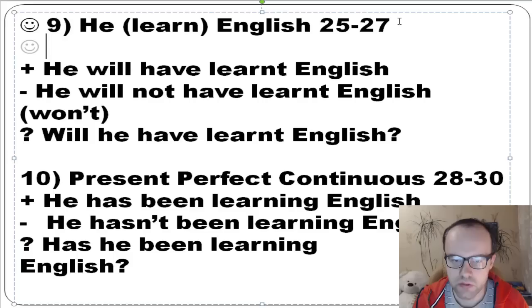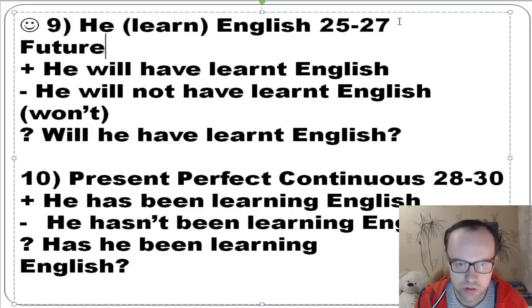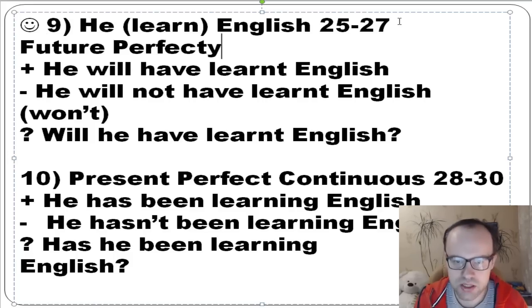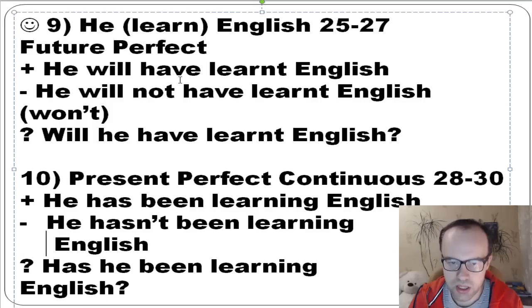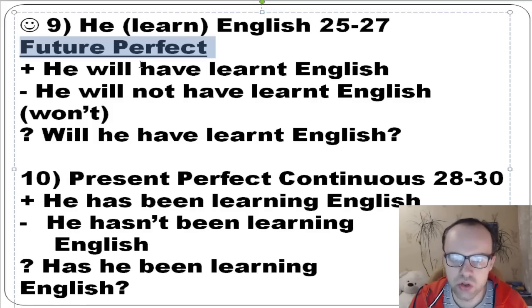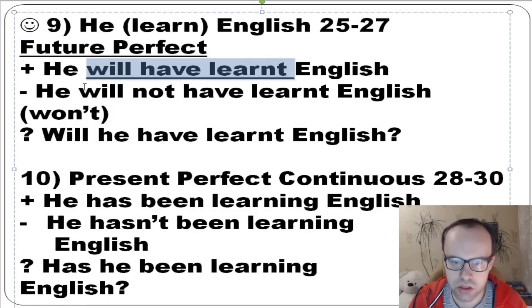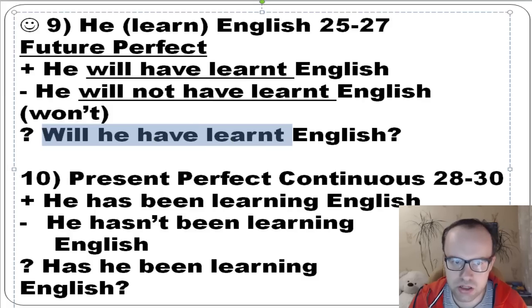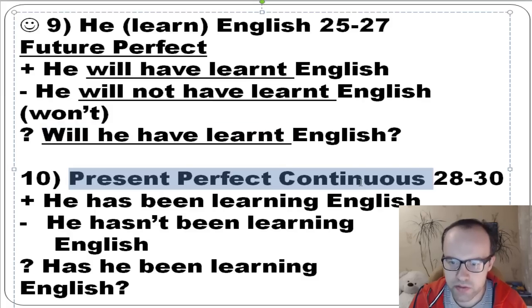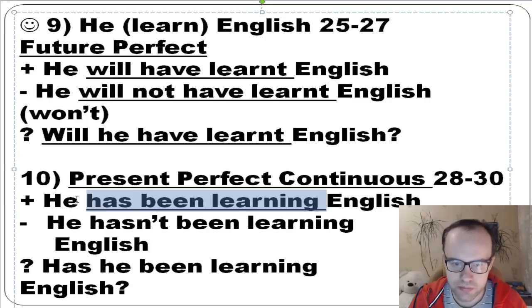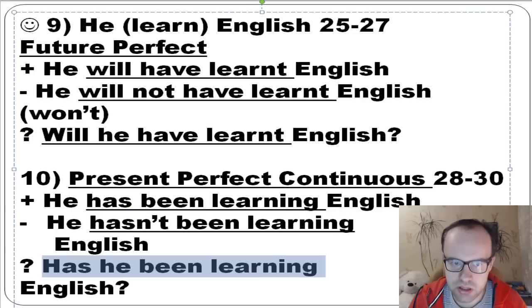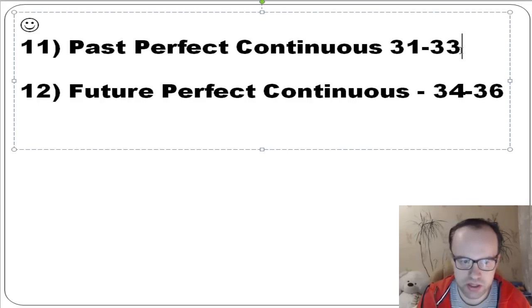It was about future perfect. Yes, we call this tense future perfect. And we have: he will have learned English. He will not have learned English. Will he have learned English? Present perfect continuous. He has been learning English. He hasn't been learning English. Has he been learning English? And two more tenses, past perfect continuous.